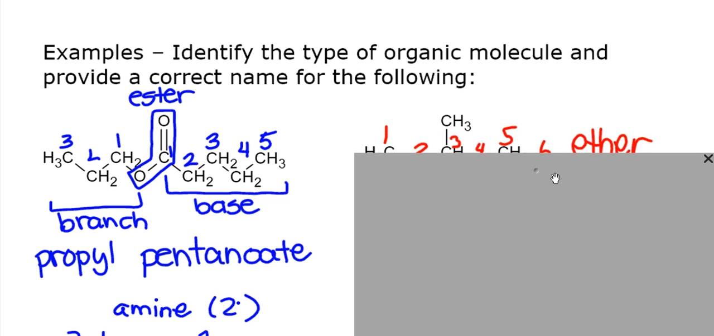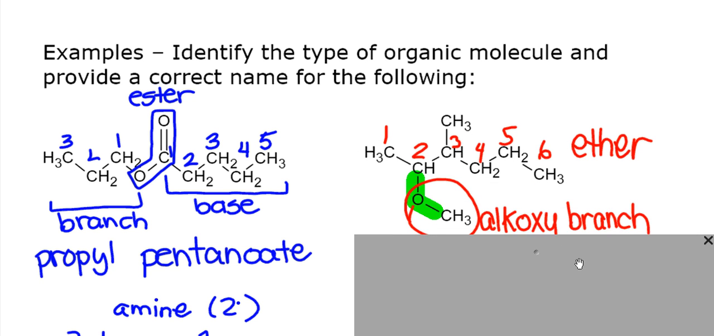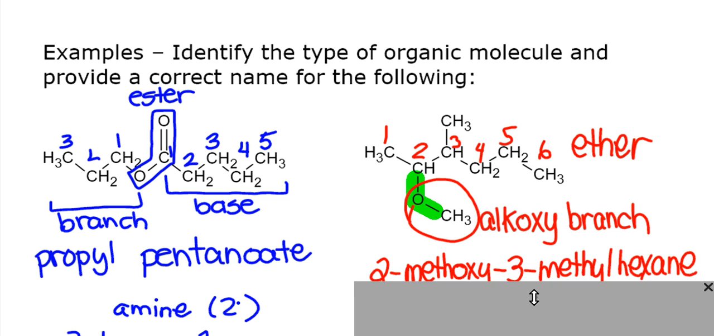All right, let's check some answers here. So hopefully you found the answer to the first one. Over here, it's an ether. This part down here is your alkoxy branch, 1 carbon long, so it's meth. We call it methoxy. It's attached at carbon number 2.